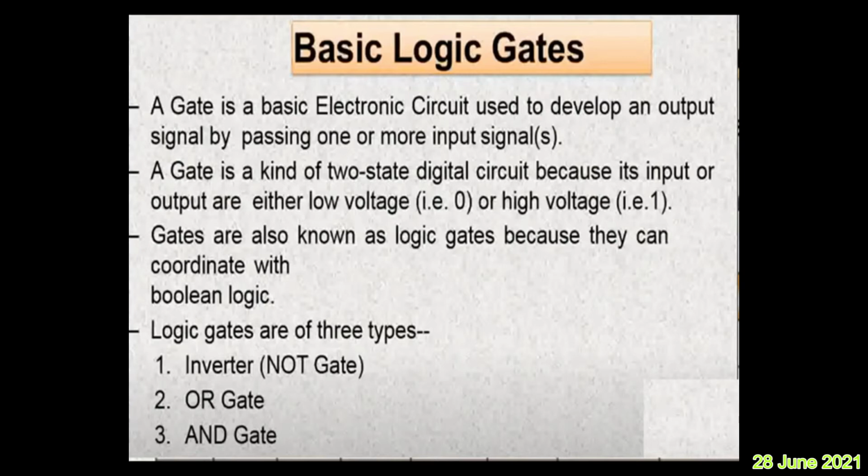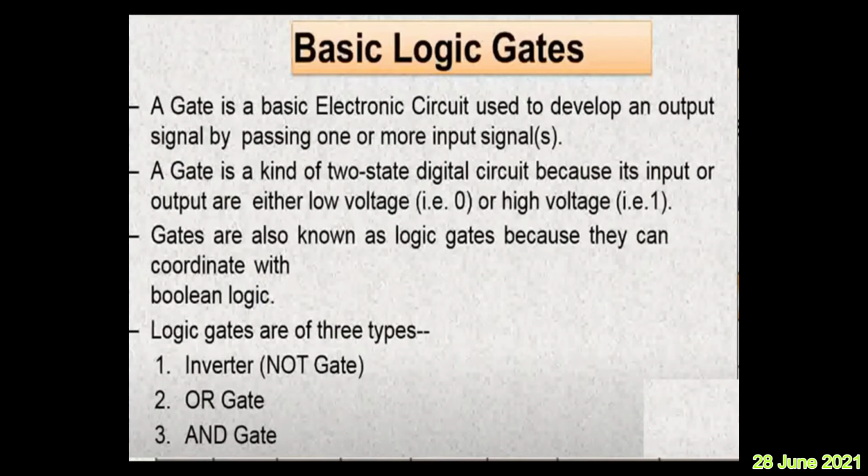So a gate is something like a circuit. It accepts one or more inputs, any number of inputs, 1, 2, 3, 4, 5, something like that, but it produces only one output. Many input signals, but only one output signal. Getting the idea? A gate is a kind of two-state digital circuit because its input or output is either 0 or 1, that is either low or high voltage, either false or true, either on or off. So there are only two possible states in logic circuits.